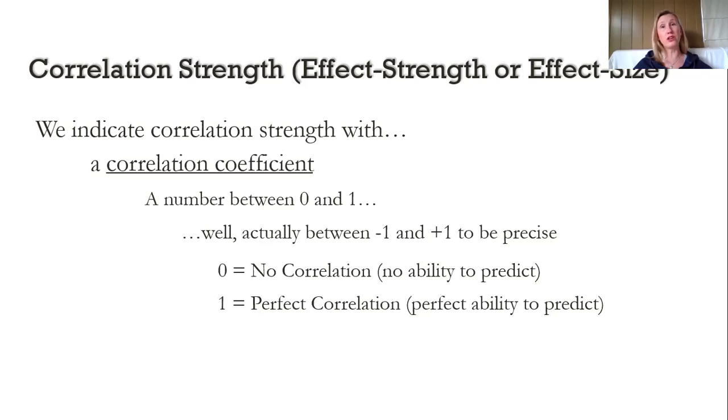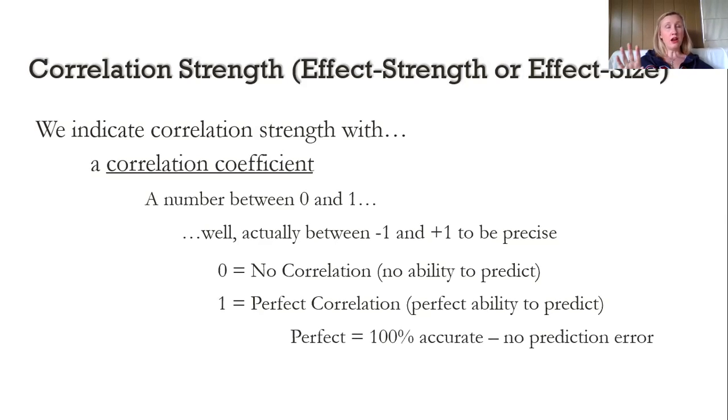However, the closer our correlation coefficient is to the number 1 or negative 1, then we say that that is a perfect correlation. That means we've got the perfect ability to predict what the value of x is based off the value of y. Now, when I say it's perfect, I mean it's 100% accurate. That means there is no prediction error at all. So that wouldn't necessarily be a hypothesis. That would be something that is a truth, okay?